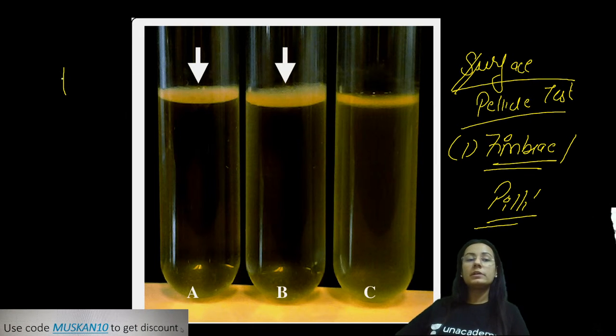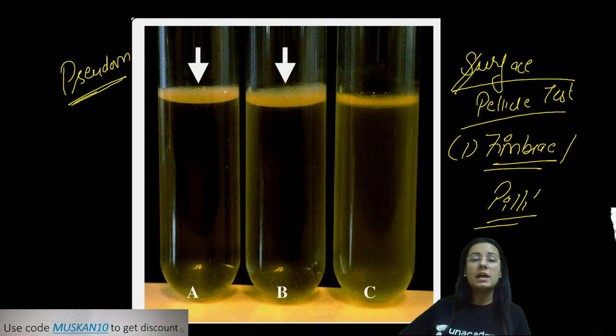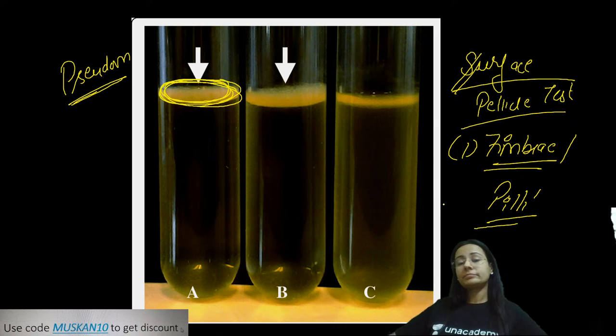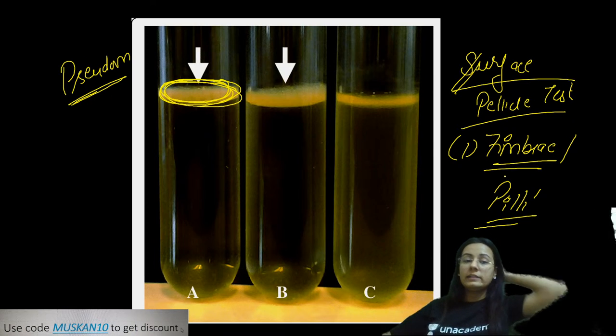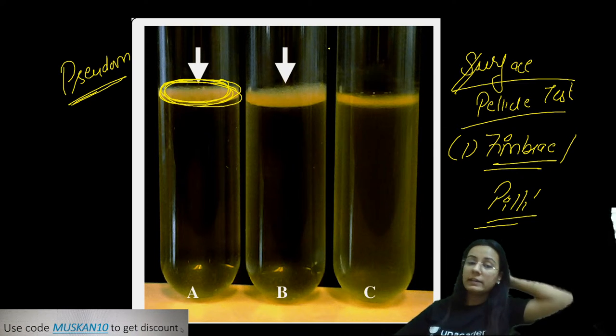when we use the typical Pseudomonas species to see the fimbriae, because Pseudomonas are typical obligate aerobes and they will come to the surface to get the oxygen from the environment and they will attach to each other with the help of the pili and fimbriae, they will get attached, and this test is the surface pellicle test to see the fimbriae.